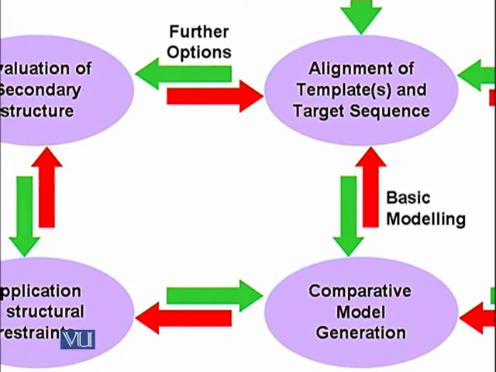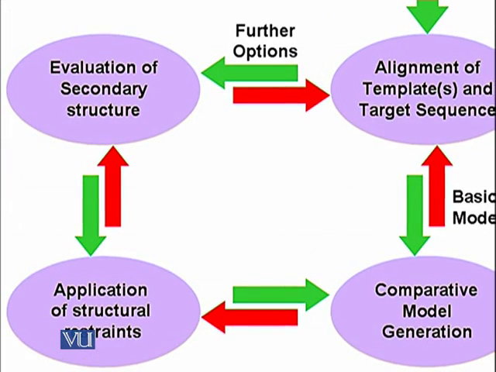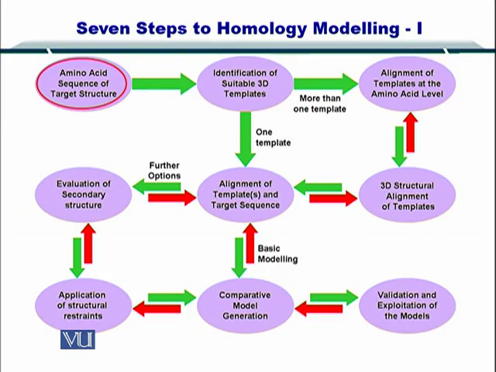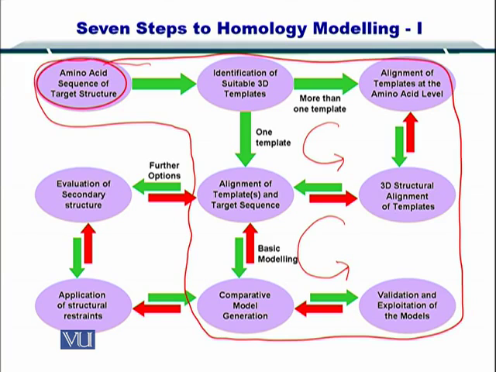However, in case the template and the target are not aligned nicely, then you would want to do secondary structure prediction, such as fold recognition or threading. So homology modeling essentially takes place here, and the overall homology prediction employs these steps. Please remember this portion of the flowchart.